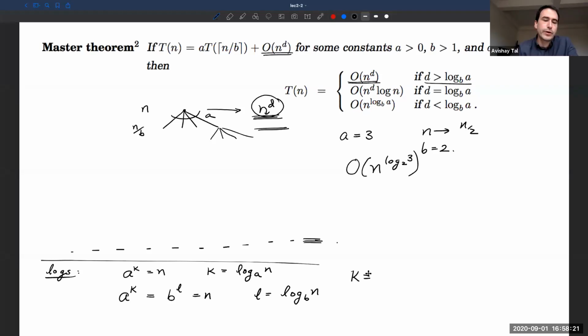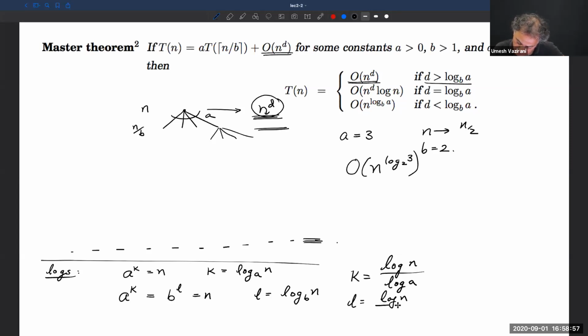Maybe you can write log n for log a. K is log n over log a, and l is log n over log b. Right, that's what I wanted to derive. So k is log n divided by log a, and l equals log n over log b. Therefore, k over l is log b over log a, which is log b to the base a.